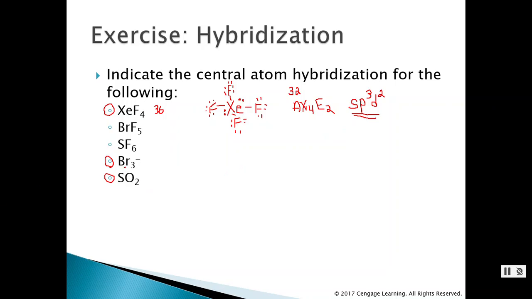Let's do BrF3, that anion. So Lewis dot structure again. Each bromine is 7, multiply by 3, but then I have to add 1 since it's a -1 charge. So I should have 22 valence electrons for that species. All of my atoms are the same, so it doesn't really matter which one I put in the center. They're all going to be bromines. I'll just consider one of them as my central atom.